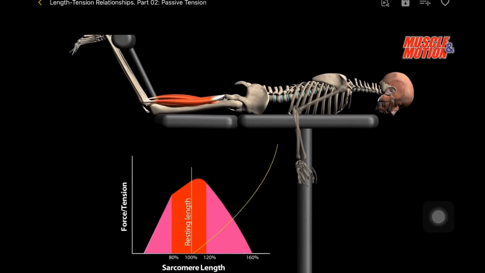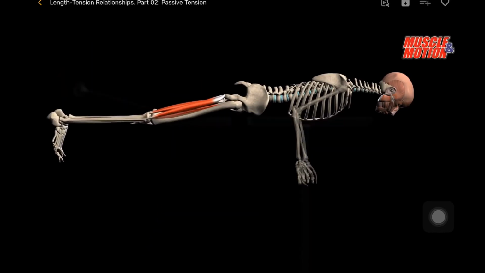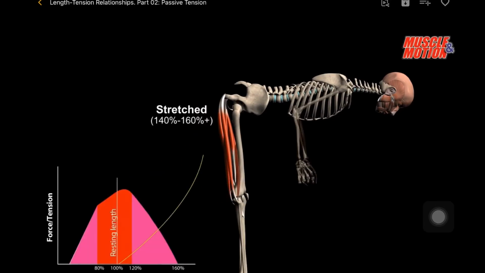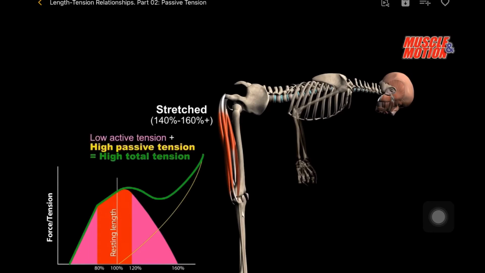Knee extension together with hip flexion stretches the muscle. In this stretched condition, active tension is low, but the passive tension created in the connective tissues that are stretched increases. Total tension is high thanks to an increase in passive tension.